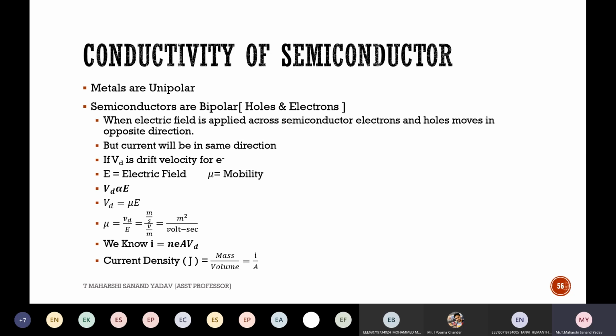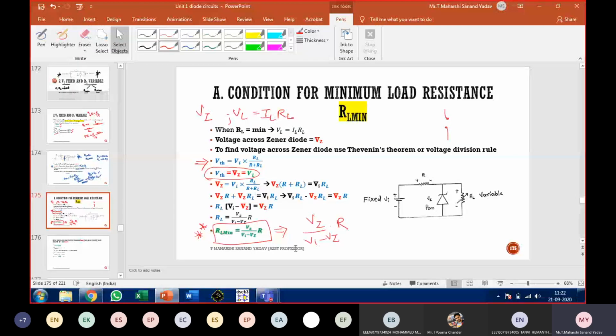Now, if resistance is minimum, what will happen to the current? It increases. If RL is minimum, obviously the current will be maximum, so IL will be maximum. If IL is maximum, IZ will be minimum. Please make a note of this point, these are very important. For RL minimum, the current will be more, so that's why here I'm considering it as RL max.